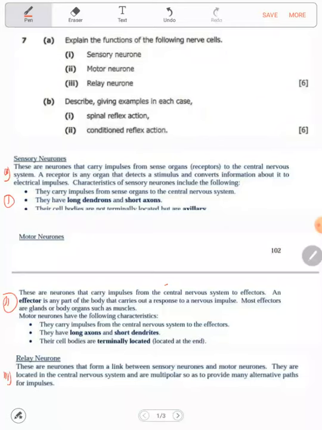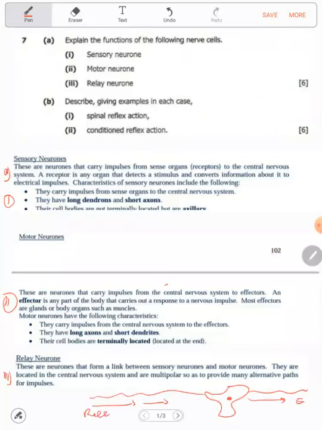The relay neuron, these are neurons that form a link. Now, the relay neuron connects the sensory neuron and the motor neuron. Its main function is to connect the two neurons. Let me just draw this. It's like this. Then this side is the sensory neuron. This side is the motor neuron. As electrical impulses are coming from this direction, they reach this side. This is the relay neuron because it connects the two. Then the electrical impulses will continue to pass to the effector, while this side is coming from the receptor.